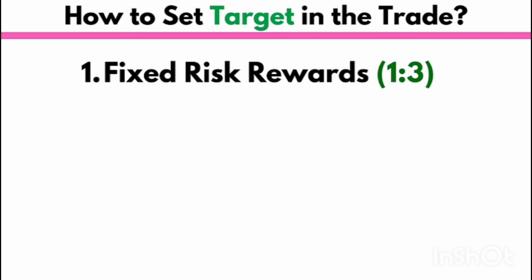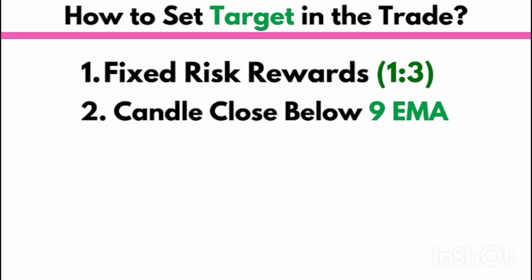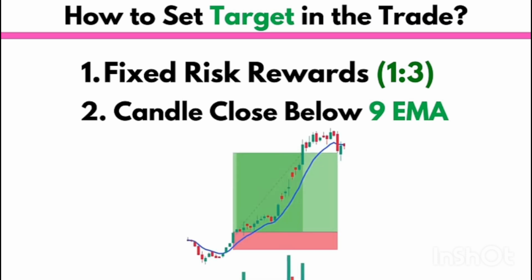Method 2, apply the 9 EMA on your chart and stay in the trade until a candle closes below the 9 EMA. Personally, I prefer using the 9 EMA because in swing trading, once a stock starts trending, it often continues moving higher for several days or even weeks. Let's understand this with an example.